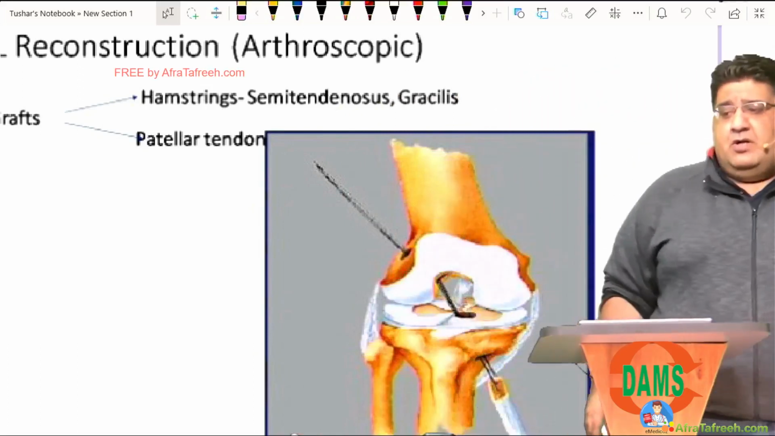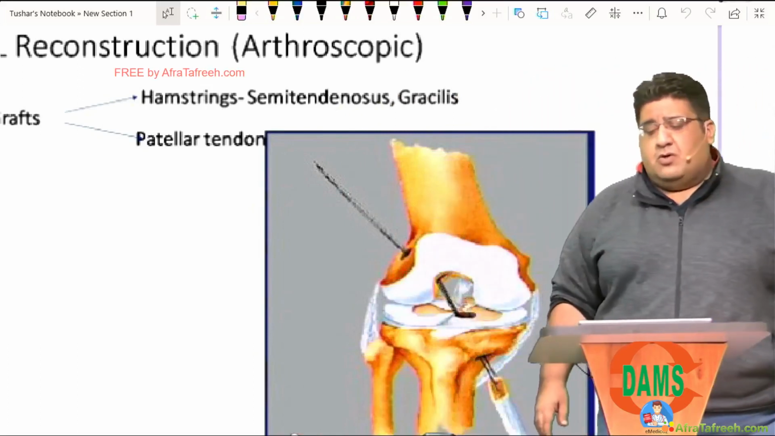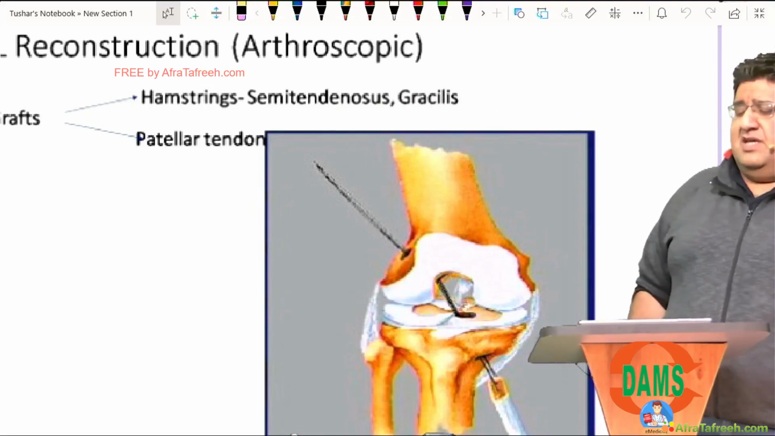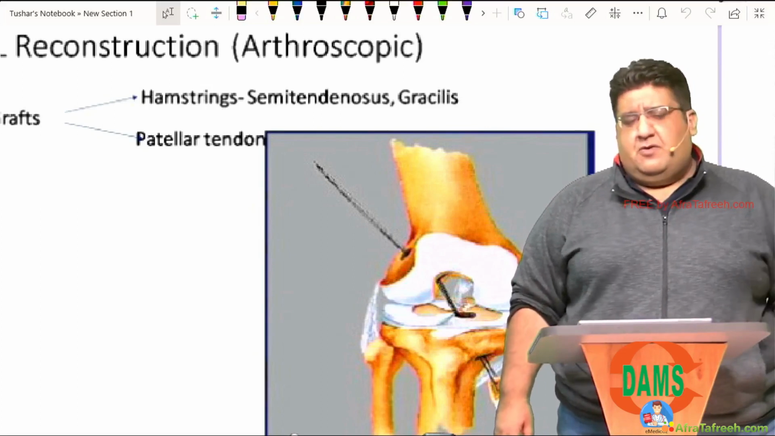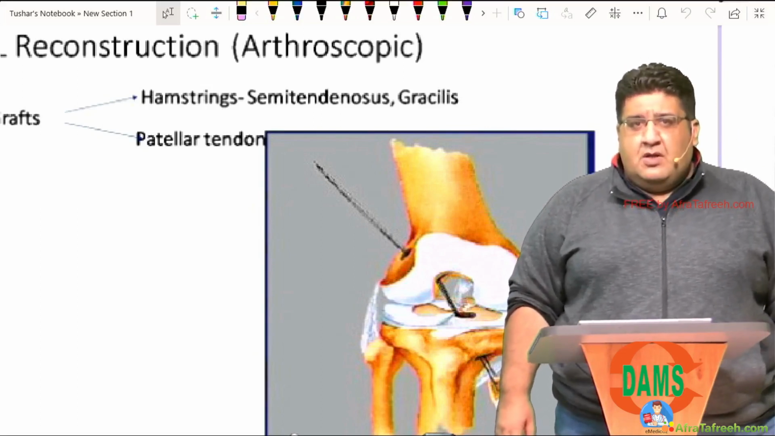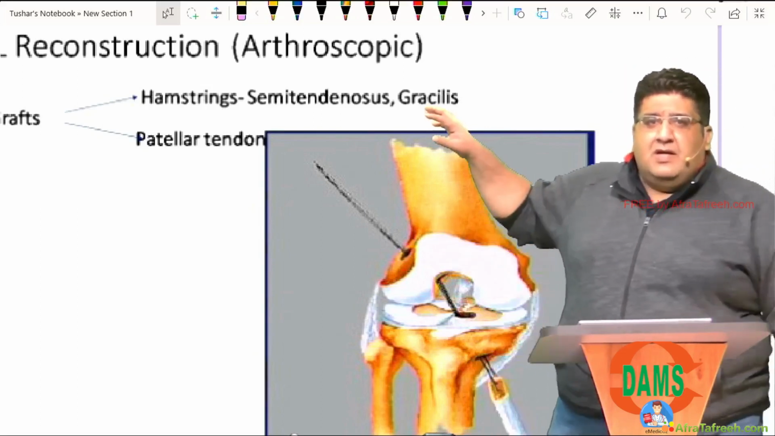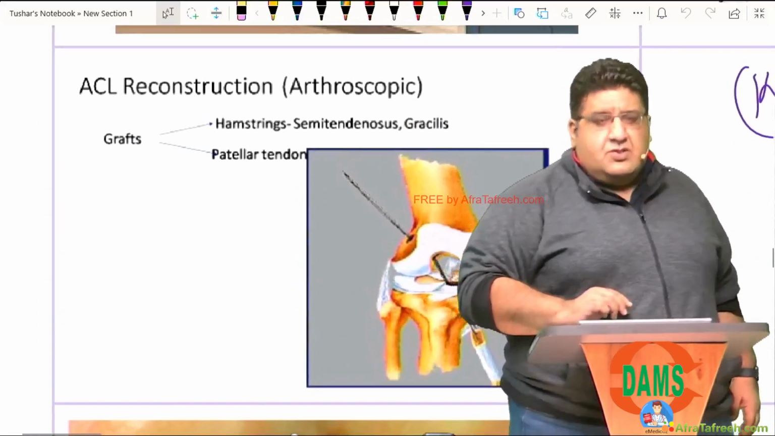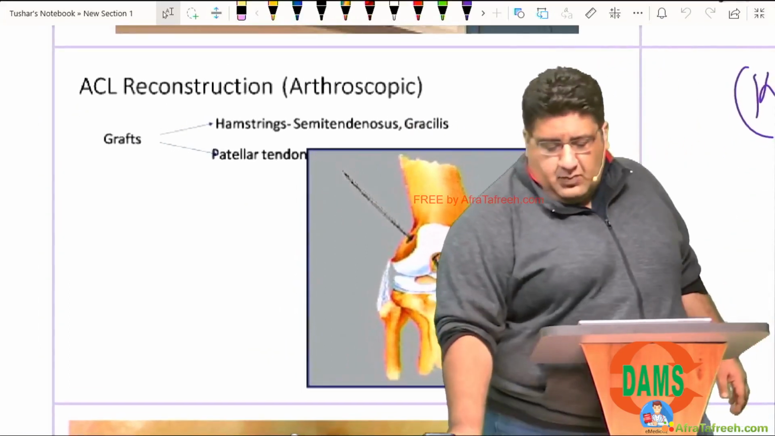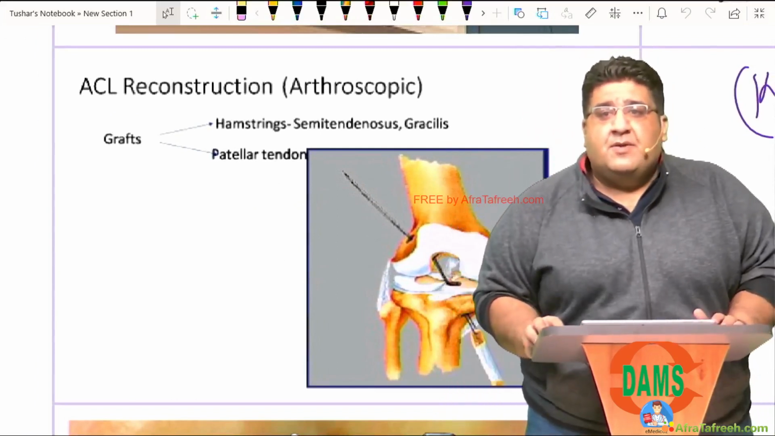In fact, when two arthroscopy surgeons talk to each other, they talk in the same lingo: hey dude, what are you doing tomorrow? Dude, ACL. Dude, what graft? Dude, same STG graft. So is this clear to us, including the treatment? Everyone, yes or no? I hope yes.